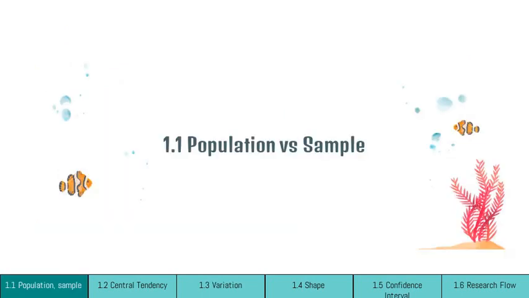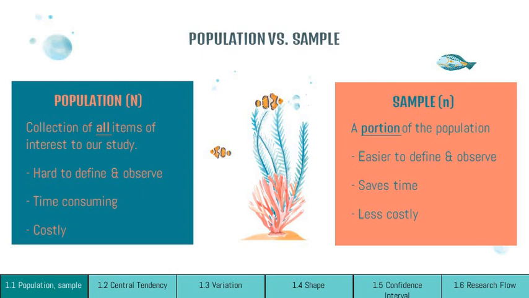Population versus sample. A population is a collection of all items of interest to our study. Population can be hard to define and observe, time-consuming, and can be quite costly. This is why people use sample instead. Since sample is only a portion of the population, it is easier to define and observe, saves more time, and obviously would be less costly.